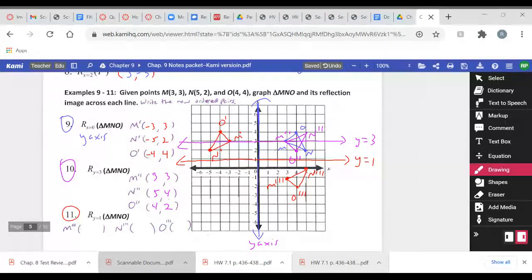I can see the N is at 5, 0. Oops, that doesn't look very good. Try again. Okay, I can see that M is at 3, -1. And I can see that my O is at 4, -2.